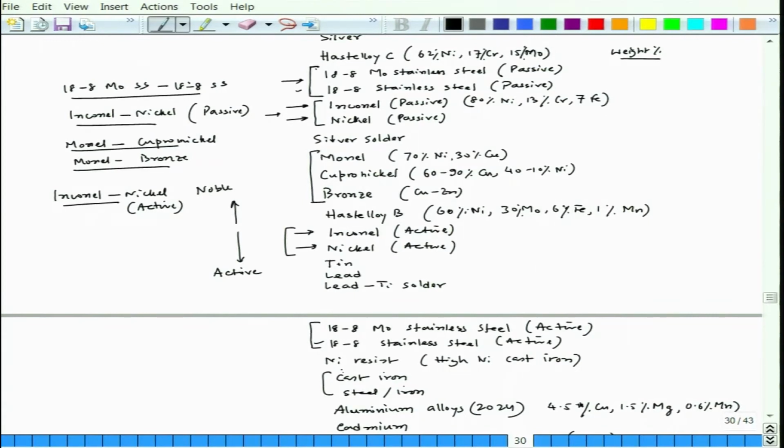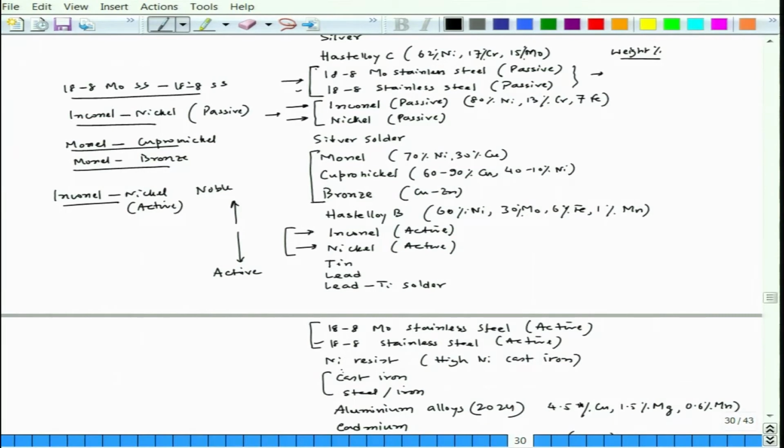So, if you have those kinds of situations, those are safe from the point of galvanic effect, because they are lying so closely in the galvanic series and their electrochemical characters are so similar that they would not have much effect of galvanic corrosion. So, if you have two components, one made of 18.8 molybdenum stainless steel, another of 18.8 stainless steel, you do not face the problem of having a preferential cathode and anode. So, galvanic effect can be minimized to a great extent. Similarly, Inconel and nickel, both are passive. Inconel and nickel, both are active, no problem. Similarly, if we consider these two and these two are active, still it is fine.